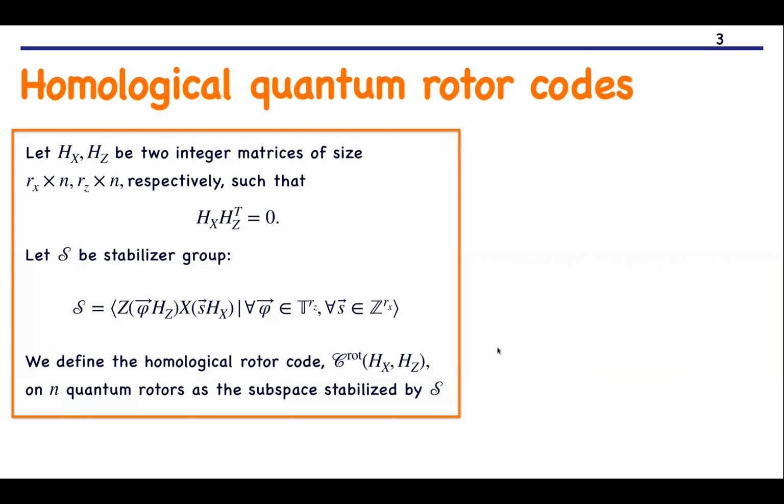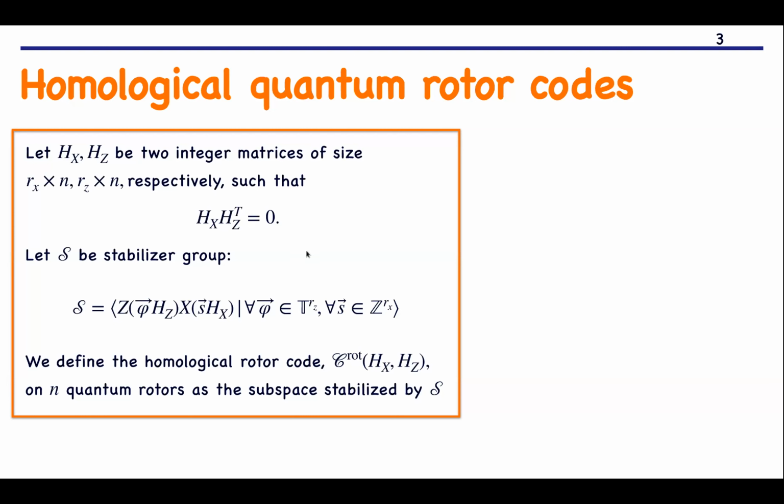All right, so we can already define this notion of homological quantum rotor codes, and we do it in a sort of CSS fashion. We start from two integer matrices, Hx and Hz. One comment is that during the talk, I will always use vectors that are row vectors. This is a bit counterintuitive, but it was the right way to write it. These matrices Hx and Hz are Rx times n and Rz times n respectively, and they satisfy this condition: Hx times Hz transpose is equal to 0.